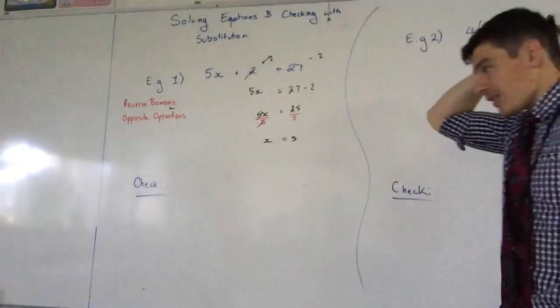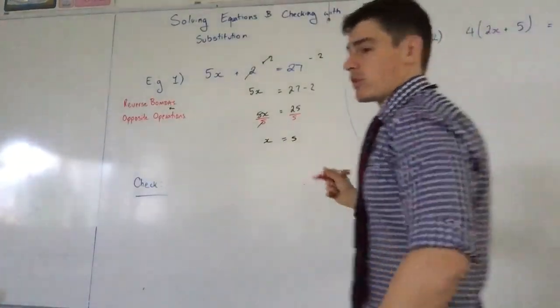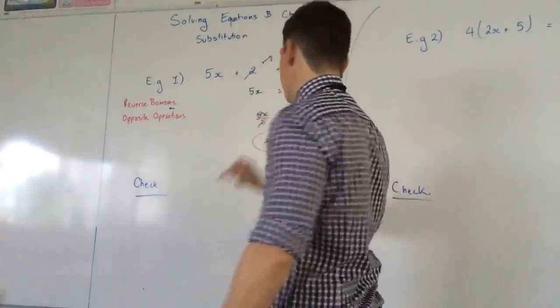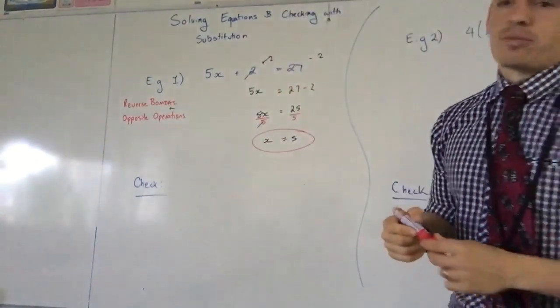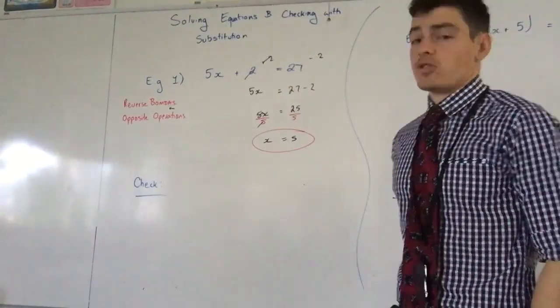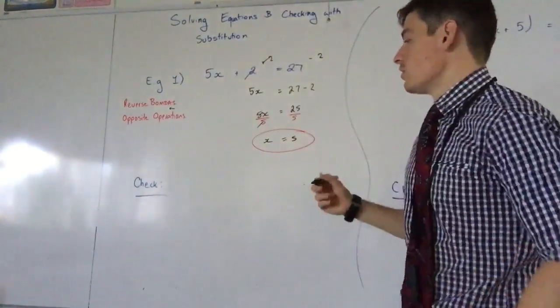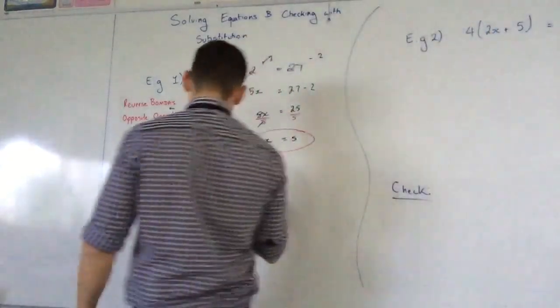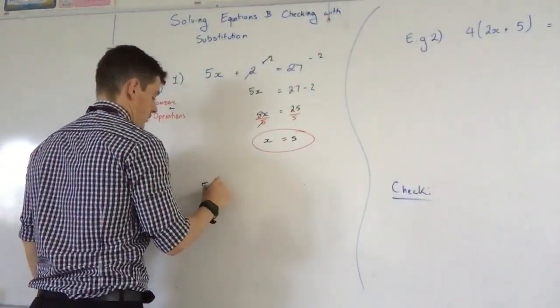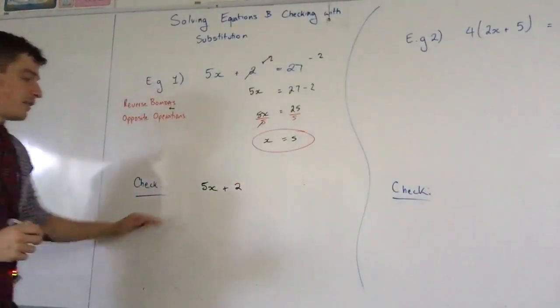Okay. So I've got my solution, and we're probably pretty good with that, but what we need to make sure we are able to do is to check if that solution is appropriate. And this is where we use substitution. So what I'm going to do is I'm only going to look at the left-hand side of this equation. So I've got 5x plus 2. That's the left-hand side of the equation.